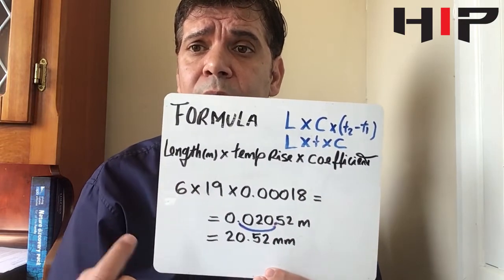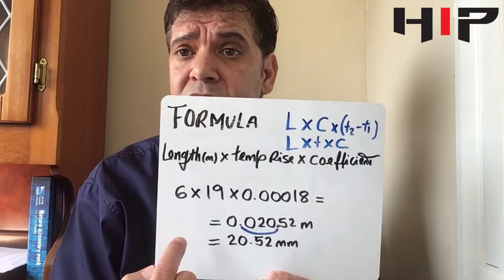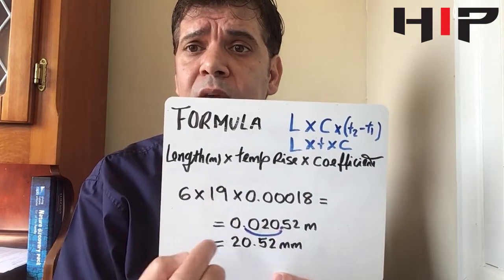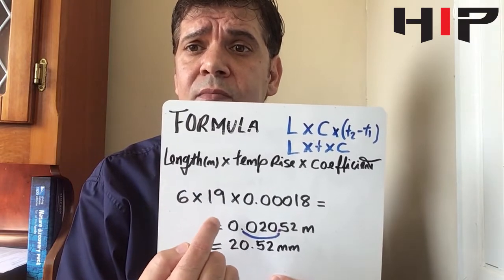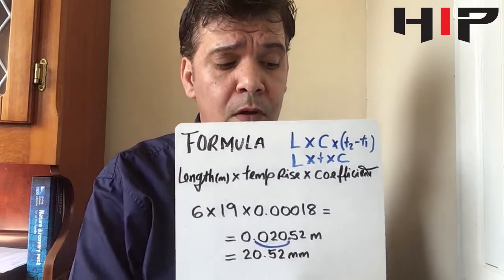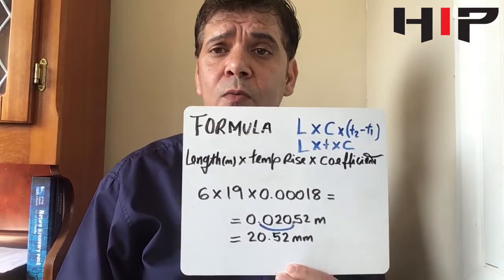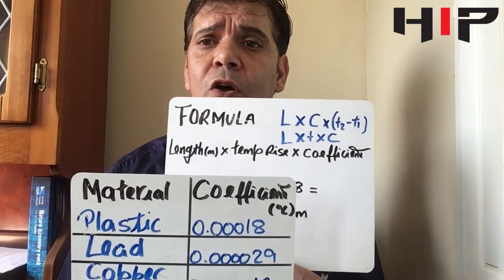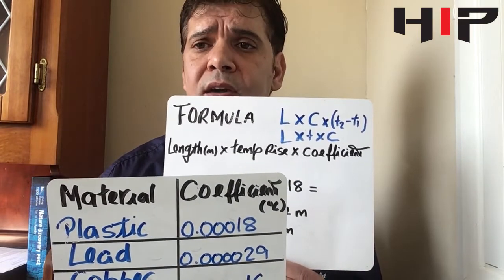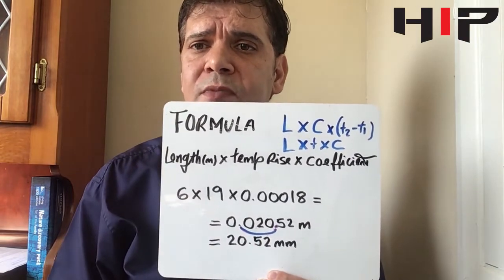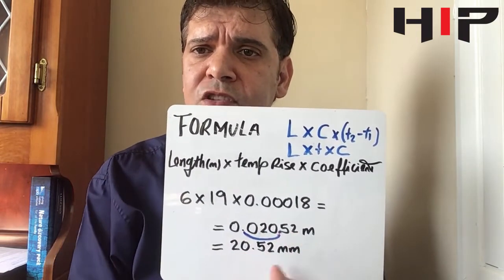So that's 6 meters, which is our length. The temperature rise is 19, so 6 times 19 times your coefficient value. Always refer to the table, which I'm looking for. So the table gives 0.00018. Now then, after you multiply all of them together, it gives you a value.